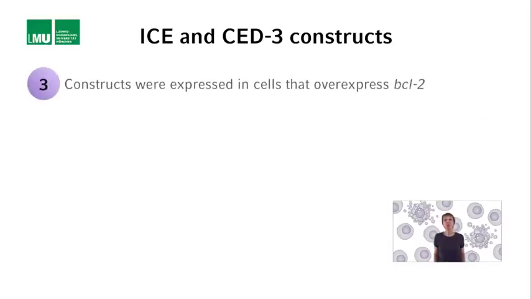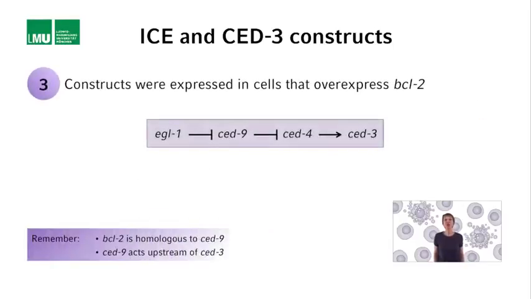Finally, apart from expressing these different ICE and Z3 constructs in normal rat fibroblasts, they also expressed them in rat fibroblasts in which BCL2 was overexpressed. BCL2 is homologous to C. elegans Z9, and in the C. elegans pathway, Z9 acts upstream of Z3. If Z9 is active, Z4 should be inactive, and so should be Z3.